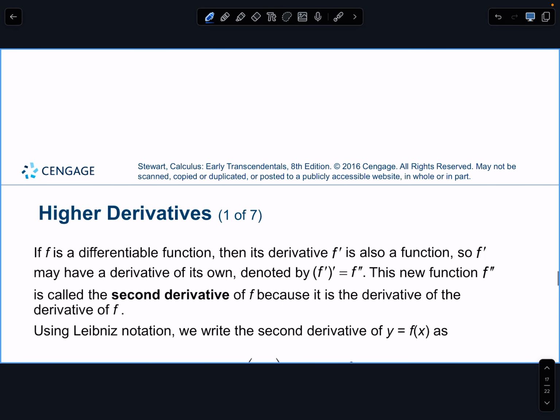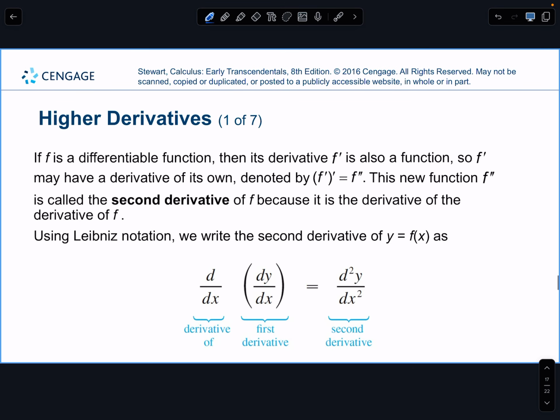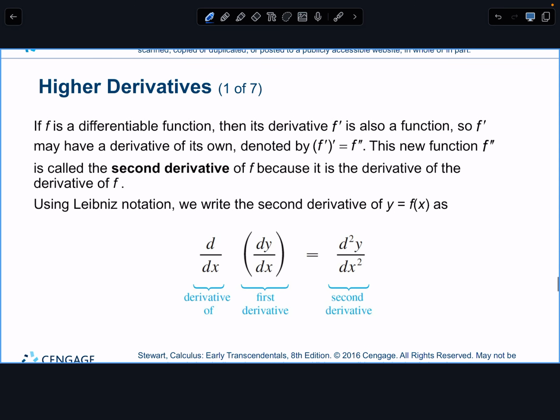And finally, higher derivatives. We can take not only the first derivative, but we can take the second derivative and more derivatives after that. You will either see the notation f double prime, or here we have this, and that's not a squared thing. It's just the second derivative, d squared y over dx squared.